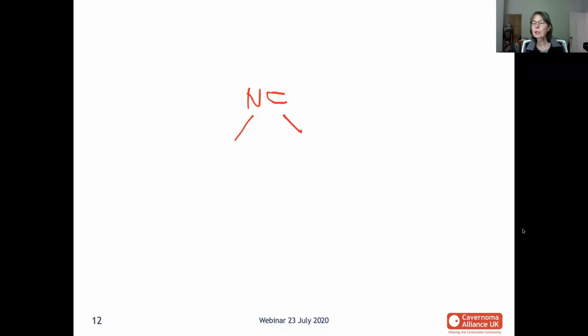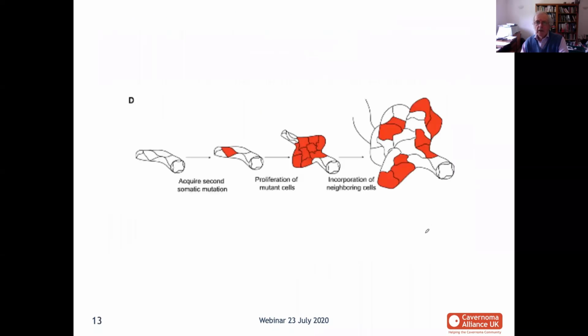Okay, and another related question. Can you explain why a mutation in DNA in one cell can then lead to a cavernoma forming? You have this mutation in one cell, and then you get this giant cavernoma. Well, that's a very interesting question. This is the way cavernoma form. This is the subject of another talk, and I should go into it more.